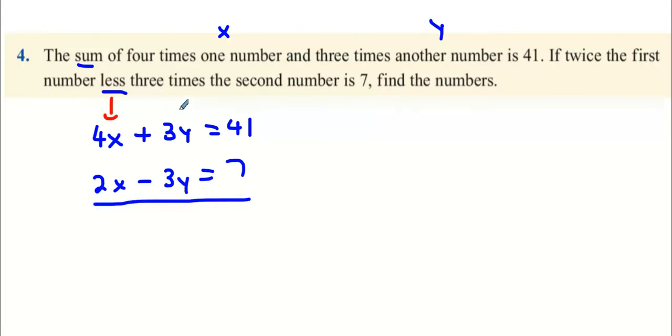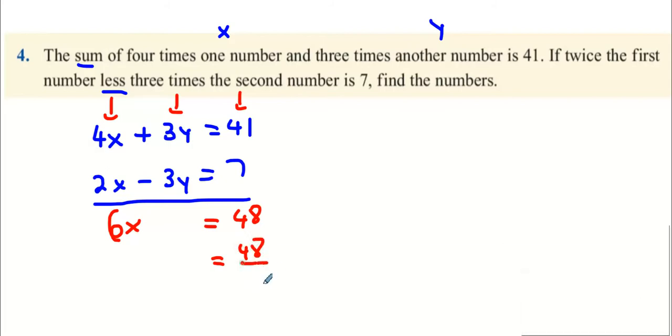Do this 2 ways. When you add downwards, the y's cancel, so we end up getting 4x plus 2x, which is 6x. 6x being equal to 41 plus 7, which is 48. Then you're going to divide 48 by 6 to get x on its own, because it's multiplied by 6 on the left, which means it's divided by 6 on the right. And then we get 48 divided by 6, x equals 8. So I hope that's okay with all you guys.